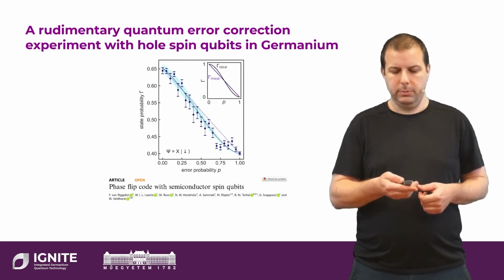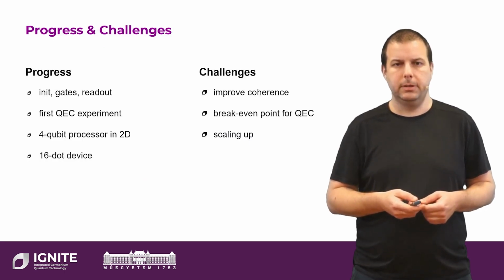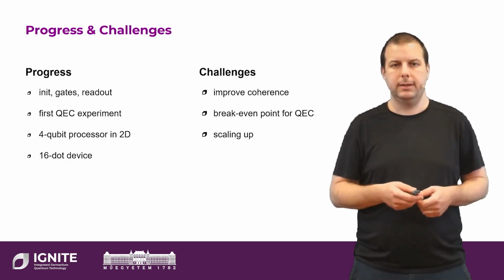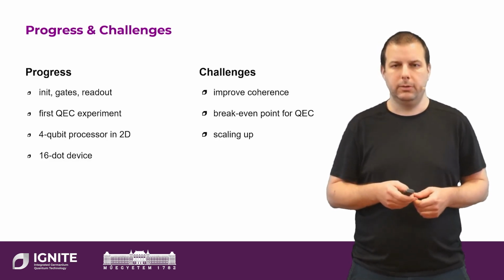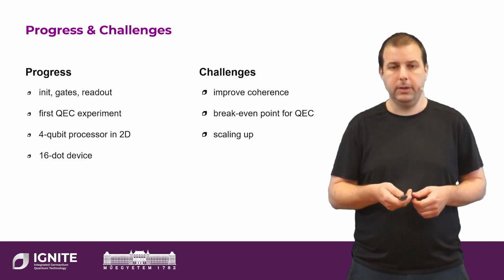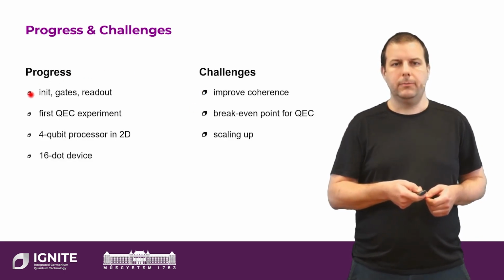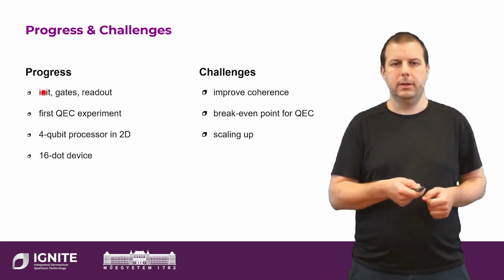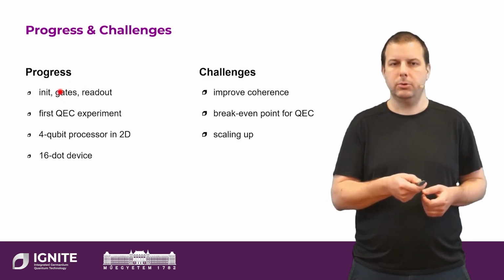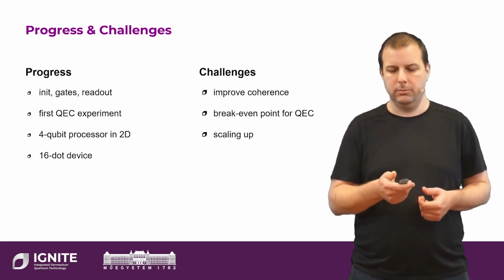So these were some recent achievements, recent progress, and in this final slide, I'd like to summarize once again what has been achieved so far, and also I want to point out future challenges that should be overcome. So as I argued, in germanium hole spin qubits, there is a highly advanced technology and machinery to initialize quantum bits, perform single qubit gates, 2 qubit gates, 3 qubit gates with high fidelity, and also to read out these quantum bits.